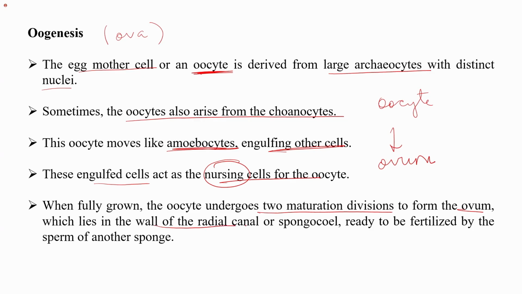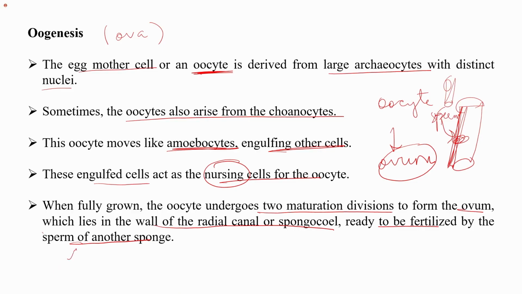Which lies in the wall of the radial canal or spongocoel, ready to be fertilized by the sperm of another sponge. So this is being present in the wall of the radial canal. You can see, if you remember, suppose this is the spongocoel, this is the wall of the radial canal or the spongocoel. The ovum is present here, and this is ready to be fertilized by the sperm that is coming from another sponge. The sperm from another sponge fertilizes the ova, and the process is known as cross fertilization, as I mentioned earlier also. So it undergoes cross fertilization.